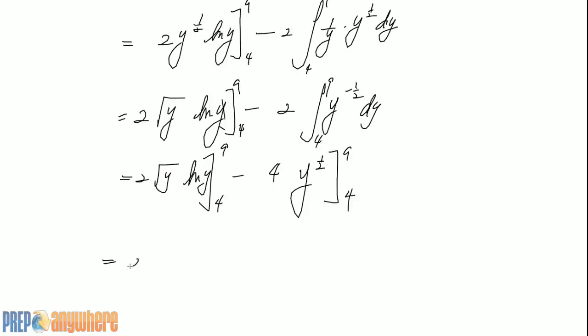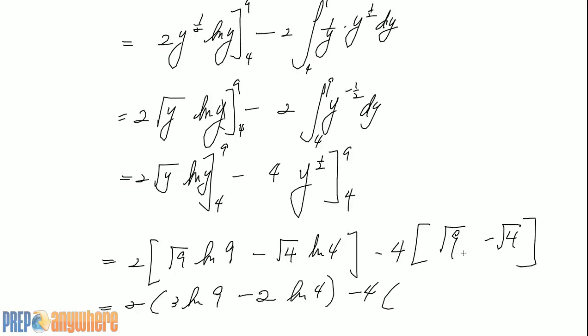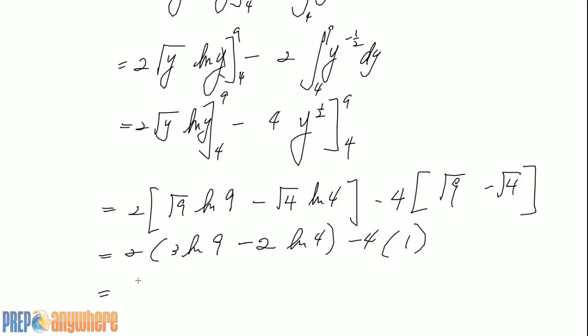Okay, so let's plug in 9. You get root of 9 ln of 9 minus root of 4 ln of 4 minus 4 root of 9 minus root of 4. Okay, we can simplify that a bit. 2 times by 3 ln of 9, 2 times by ln of 4, and this is just 3 minus 2, which is 1. Okay, so let me expand that, and you get 6 ln of 9 minus 4 ln of 4 minus 4.